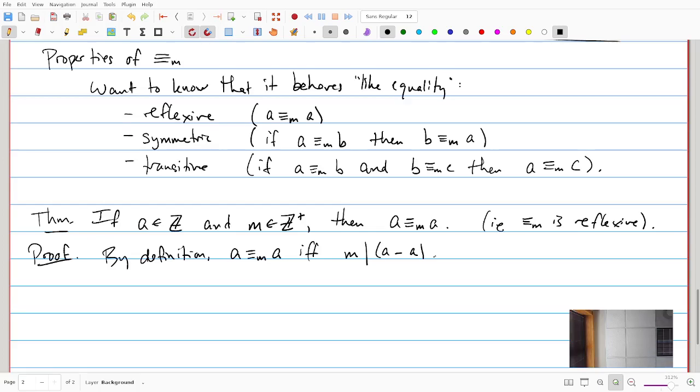Because the definition said there has to exist some k such that M times k is, in this case, 0. Well, we can always pick k to be 0, right? Even 0 divides 0. So, check.